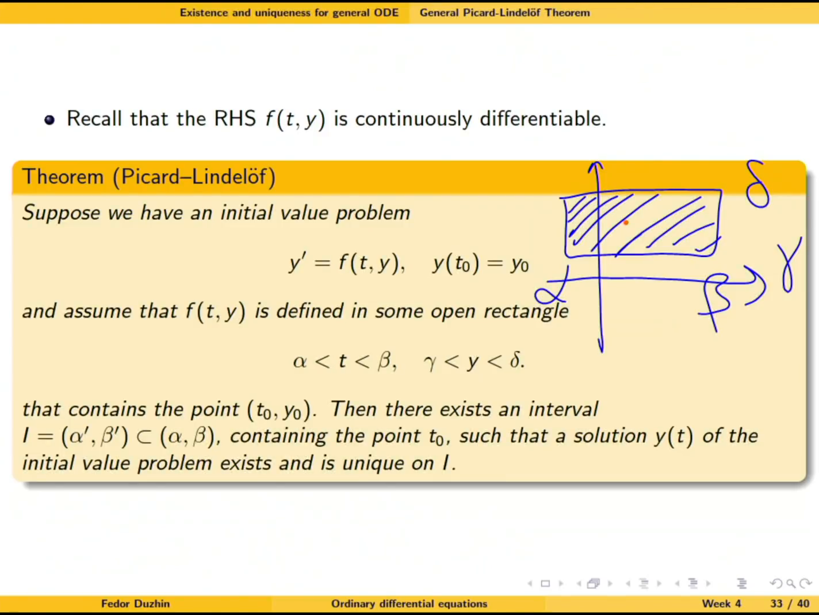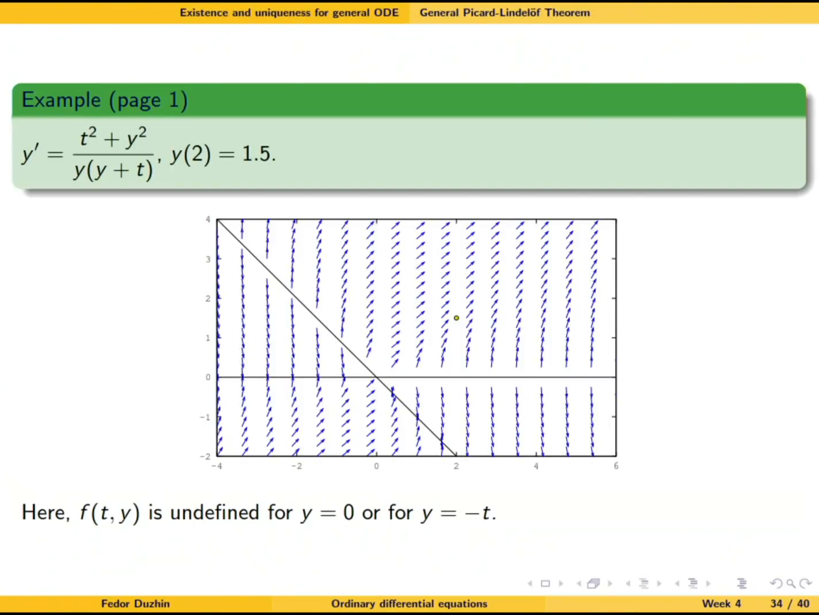Well, what the theorem tells us is that with this initial condition, there exists a unique solution of the differential equation, but the domain of that unique solution can be smaller than the interval from alpha to beta. Okay, so it can be strictly smaller. So let me explain how it happens on some specific example.